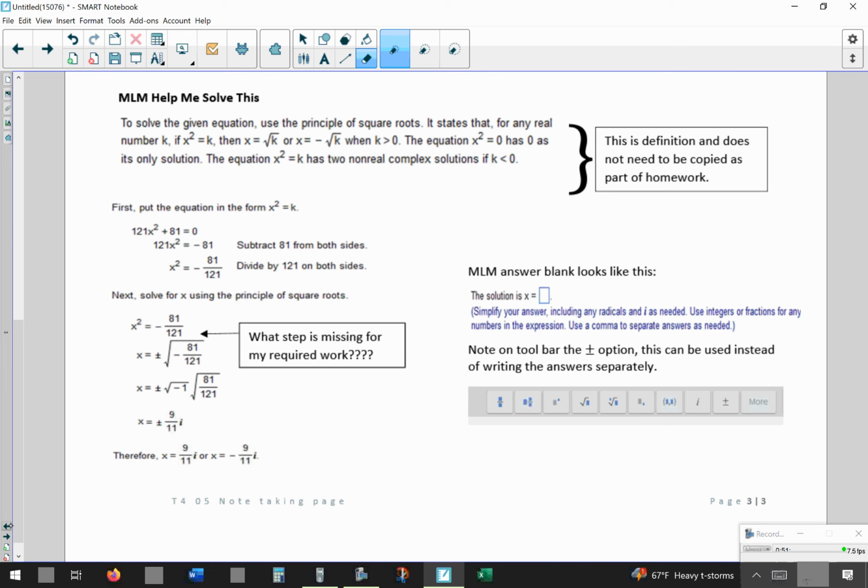One, notice the definition that we talked about, that they provide that definition again. So if you're looking at that, you don't need to put that in your notes. That's already in your homework. Now you can see they started following our steps. They isolated the square term. Now the next thing in my math lab, they go from this step to this step.